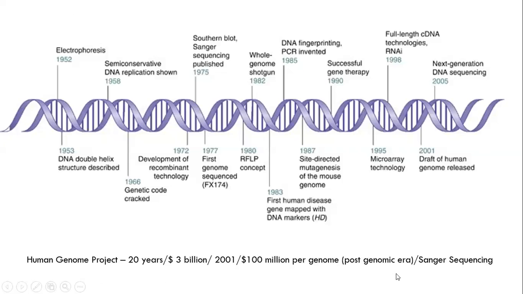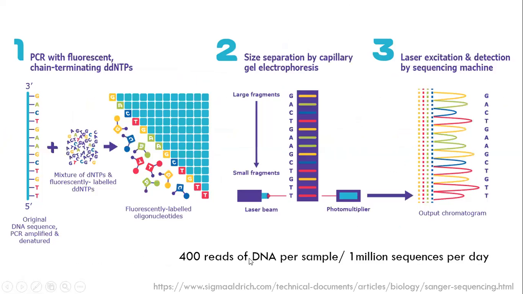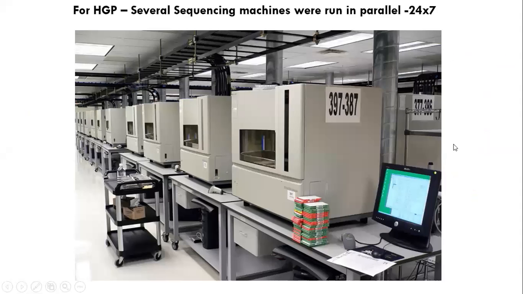Remember that automated Sanger sequencing gives 400 reads per DNA sample, 1 million sequences per day only, right? And also remember that the human genome is 3.2 billion. If you go manually or in an automated way, remember how much time it can take. If you take one machine doing automated Sanger sequencing with this sample limitation, you may take 100 years to sequence the human genome. So to avoid these complications, they invested a huge amount of money.